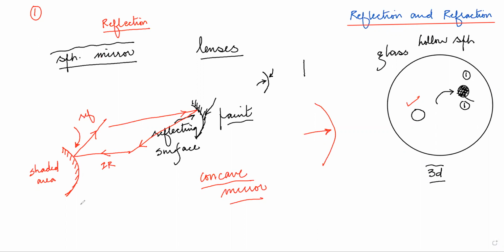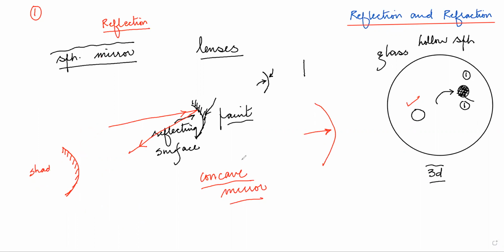Now, this kind of mirror is known as a convex mirror. So it's very clear to us, in case of a convex mirror, the bulging surface, the surface which is bulging out, is the reflecting surface. In case of a concave mirror, the bulging surface is painted, is the shaded surface, and the other surface which is going inside is the reflecting surface, is known as a concave mirror.